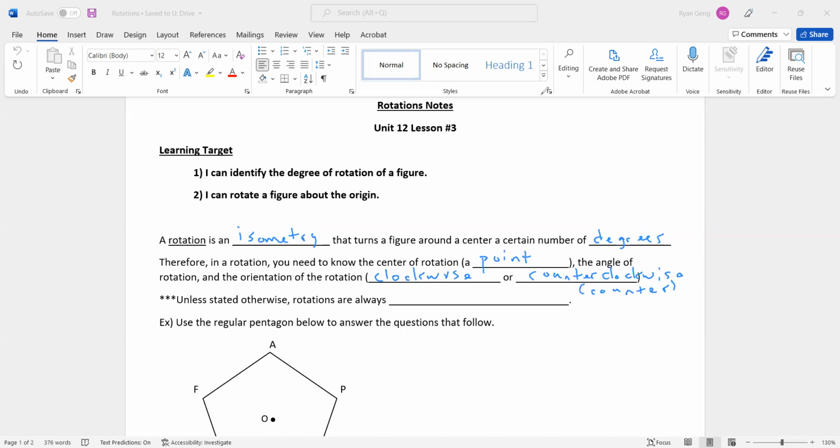So, unless stated otherwise, and this is kind of weird to think about, rotations are always counterclockwise. All right. Okay, that is honestly probably why this is the trickiest of the three, because you have to remember that if I don't say it, it's counterclockwise, not clockwise.